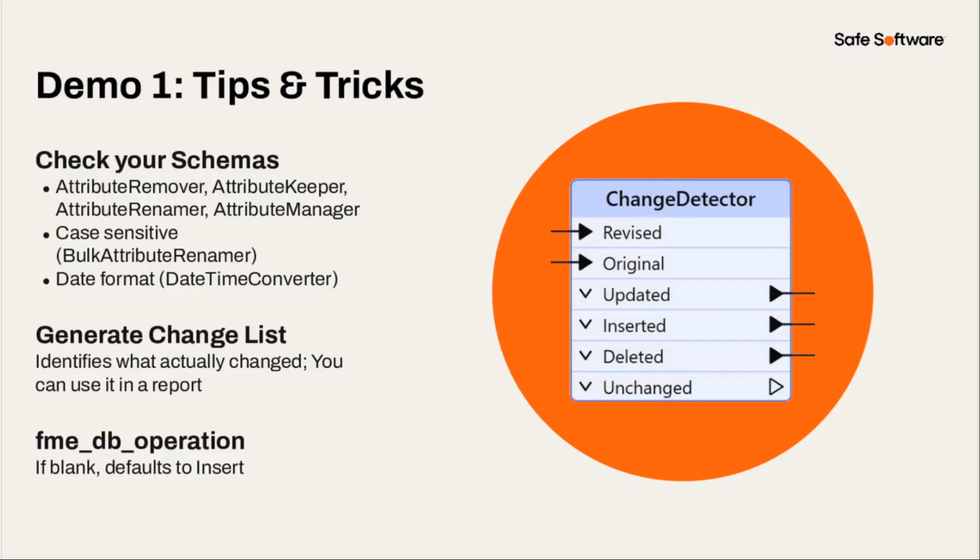And lastly, as I mentioned during the demo, the FME_DB_OPERATION attribute is the driver of change detection in FME. This attribute is used to set the writer's feature handling parameter to insert, update, or delete. And if FME_DB_OPERATION is blank, the feature handling defaults to insert.